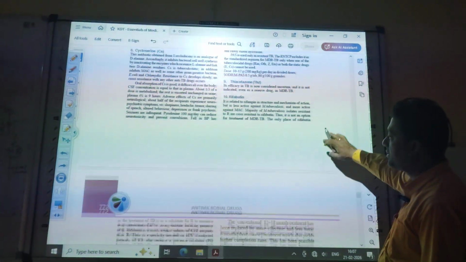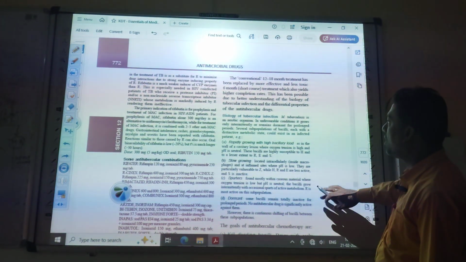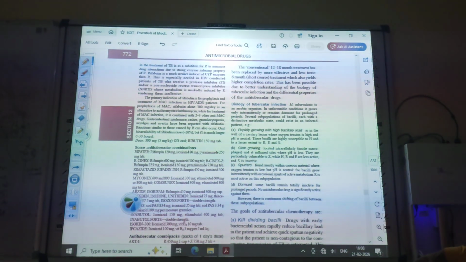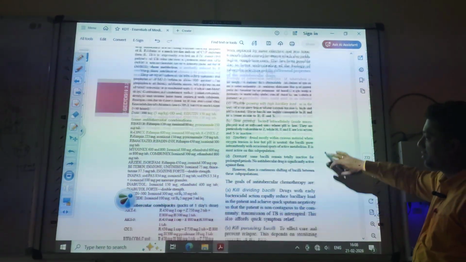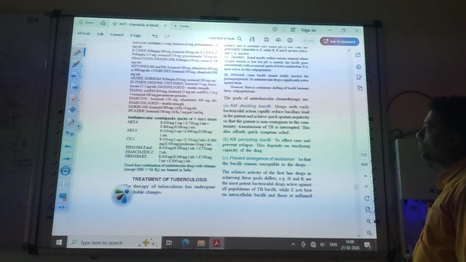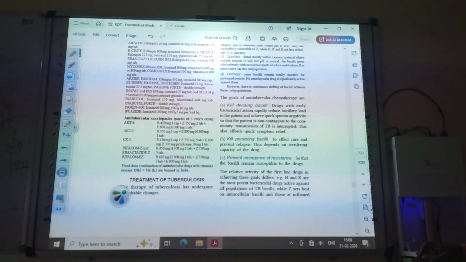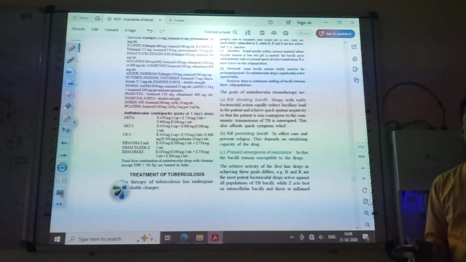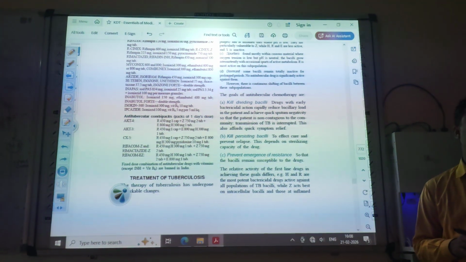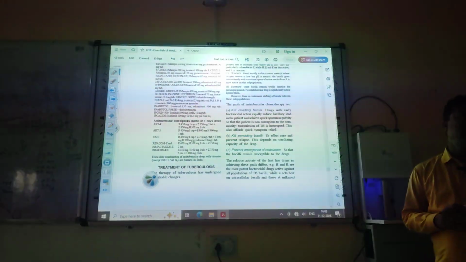Then we discuss the drug regimen or biology of tubercular infection. Then what are the goals of anti-tubercular chemotherapy? How are we able to treat tuberculosis? What are the aims for the treatment of tuberculosis?